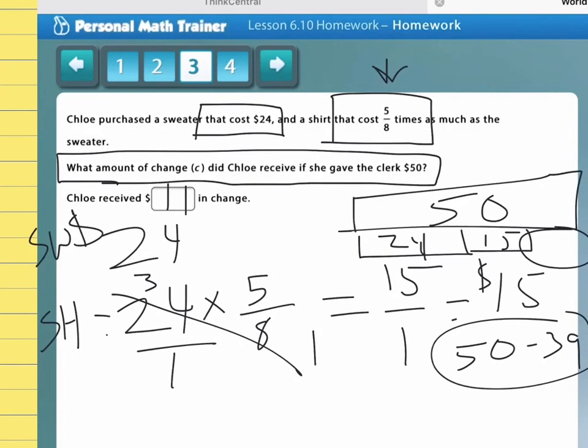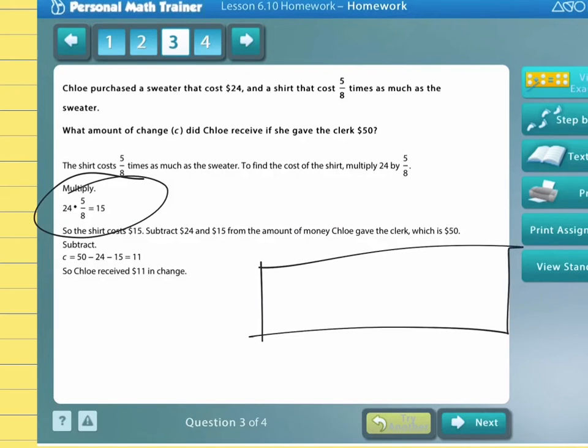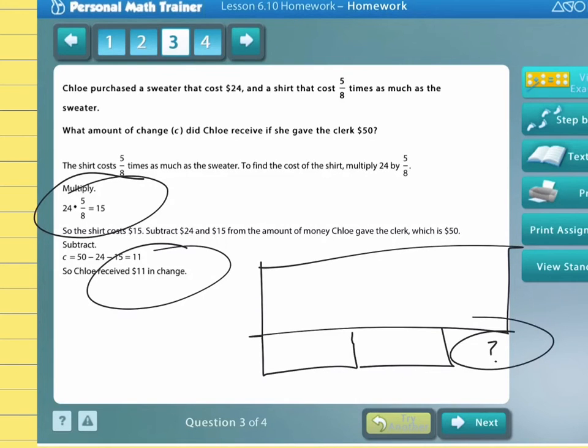Here is Think Central's explanation. And you can see that it's exactly what we did. 5/8 times, they did that. Again, they should show a model. The model would have been part, whole. They should have done that. But we're looking for this answer right here, how much change he gets back, and it was $11.